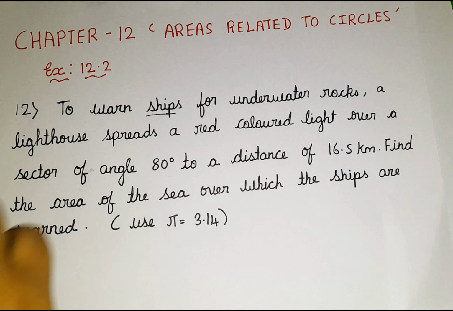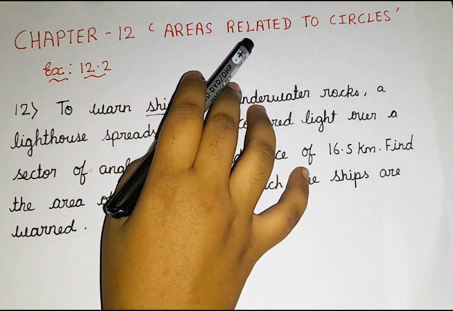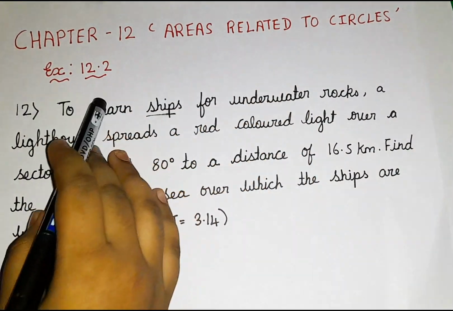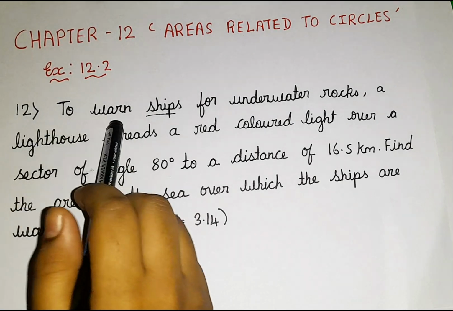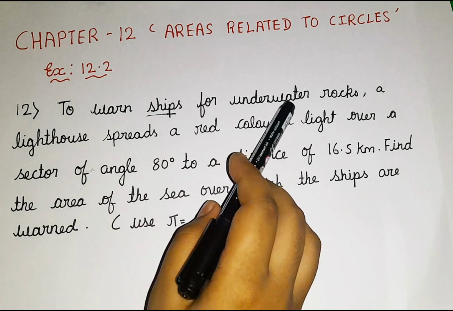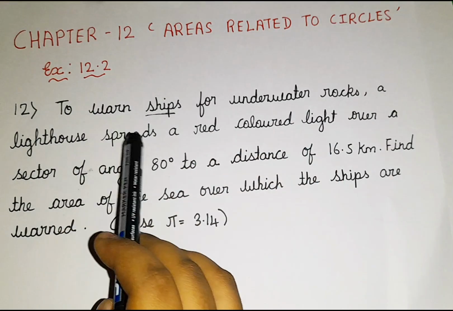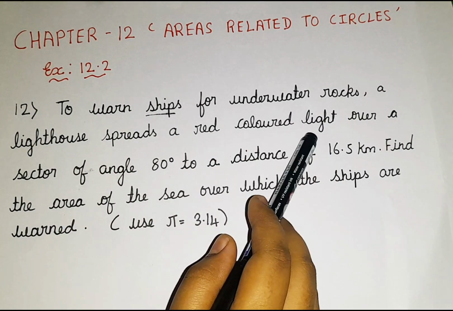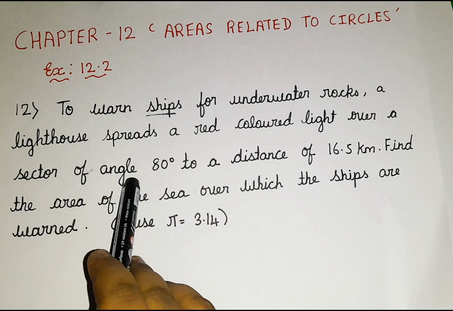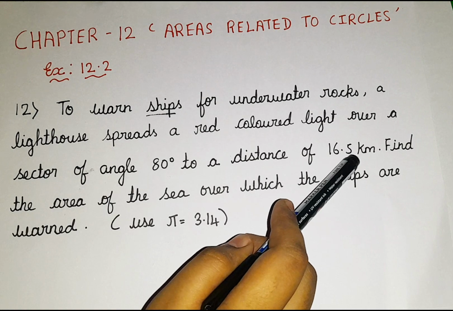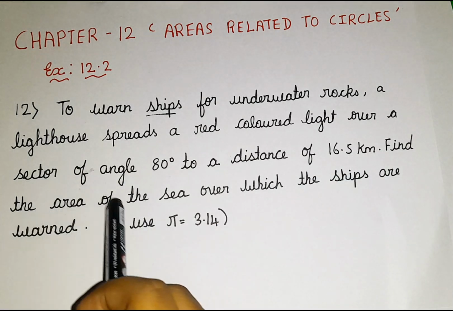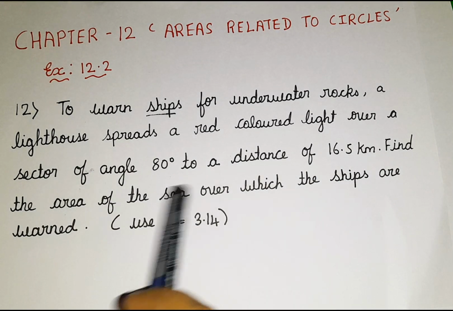Today we are going to be learning Chapter 12, Areas Related to Circles, Exercise 12.2, 12th question. Alright, now let's read the question. To warn ships for underwater rocks, a lighthouse spreads a red colored light over a sector of angle 80 degree to a distance of 16.5 km. Find the area of the sea over which the ships are warned.